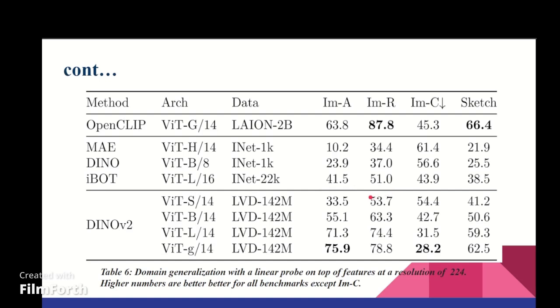Now coming to the domain generalization results. Here also DINOv2 outperforms the SOTA models such as iBot, MAE, and Dino. So it cannot outperform the OpenClip model, which has an accuracy of 87.8. So it has an IMR score of 87.8, IMC score of 28.2, and 75.9 of IMA score. And for IMC, the lower the score, the better it is.